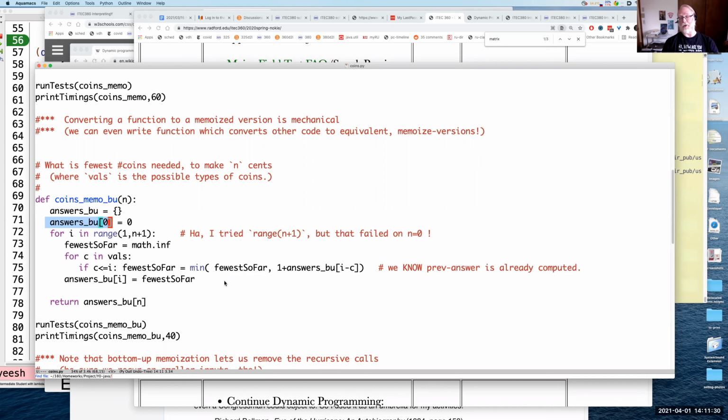So here I can just go ahead. I don't even need to make a recursive call. I just flat out look in the array because I know it's in the array. I don't need to recur and have an if statement: if it's in the array, then blah, blah, blah. I know it's in the array because I'm filling it bottom up.